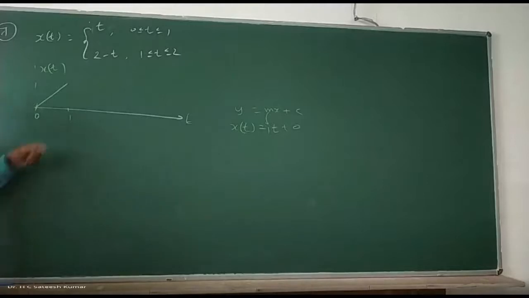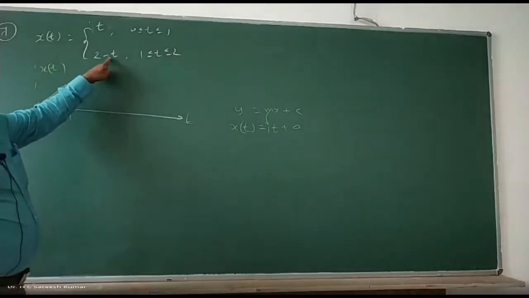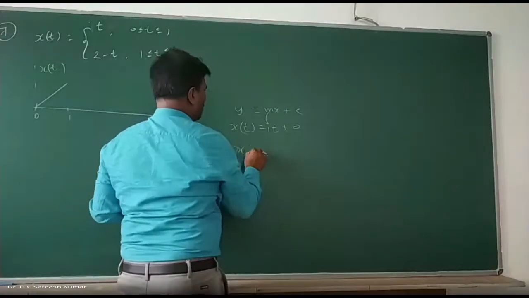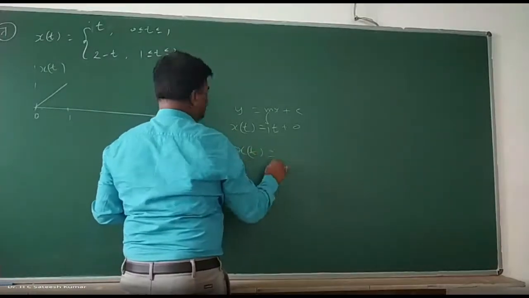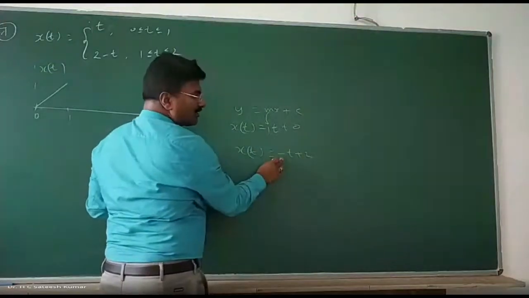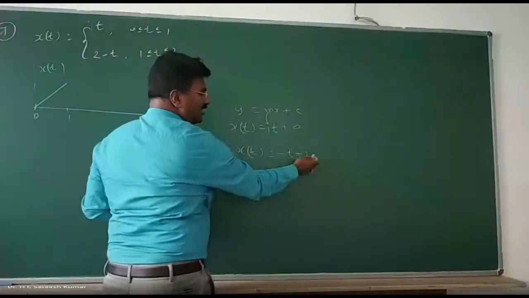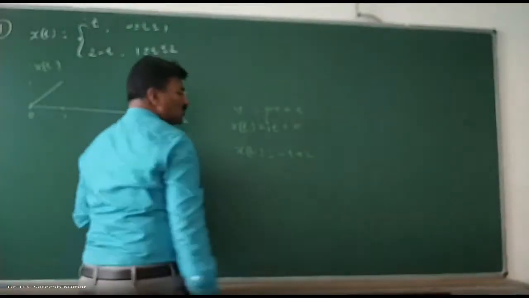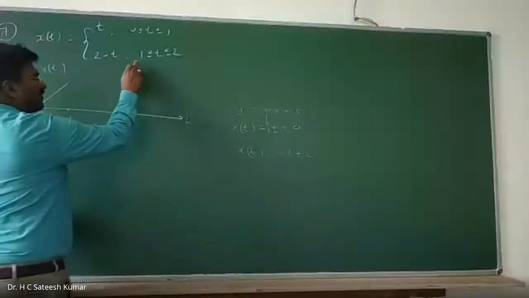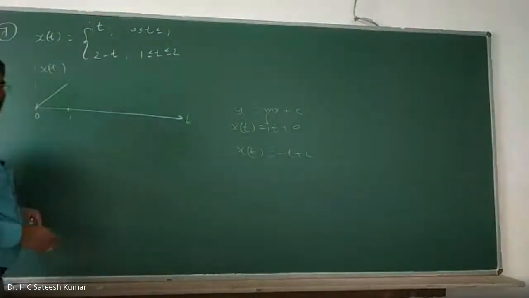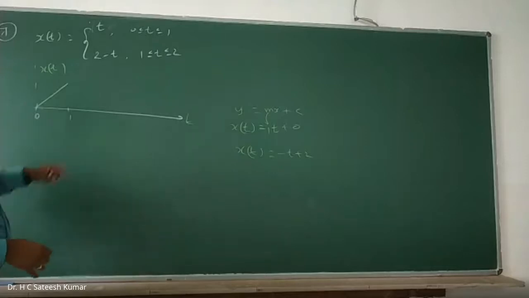Now, quite naturally, this is also a straight line, but what is this one? Negative slope. X of t is equal to 2 minus t, which can be written as minus t plus 2. Now, the slope is minus 1, therefore it is decreasing. And it is not passing through origin because the intercept is 2. At 0, its value is 2. This equation is satisfied between 1 to 2. Since it is negative slope, it is decreasing. Just give the value and you can get it.